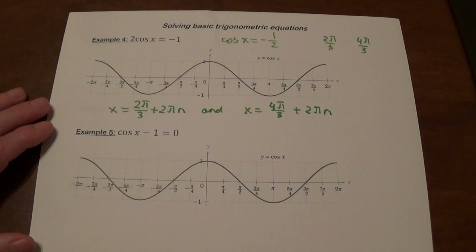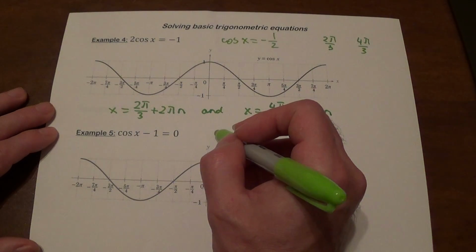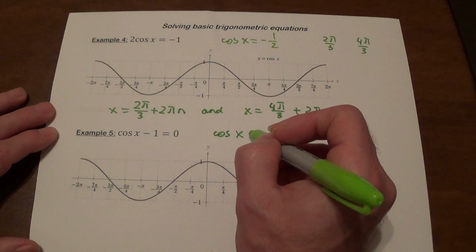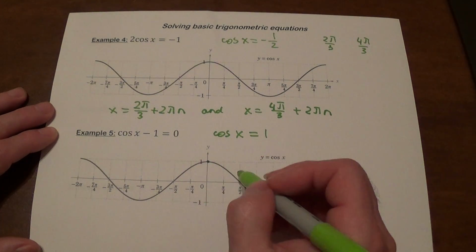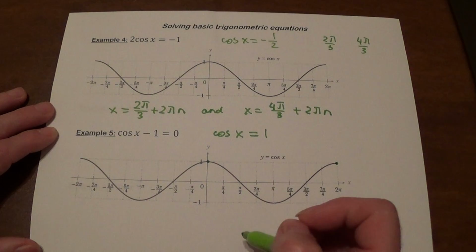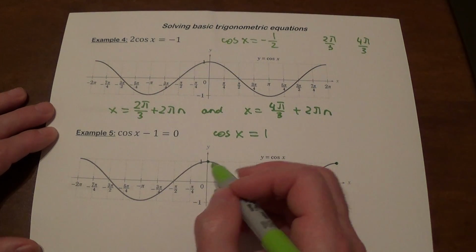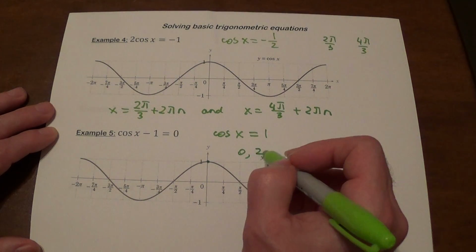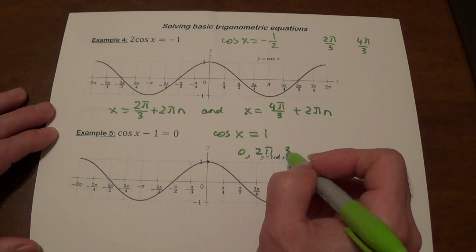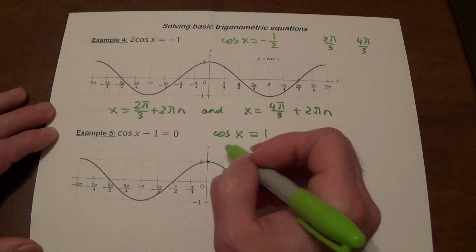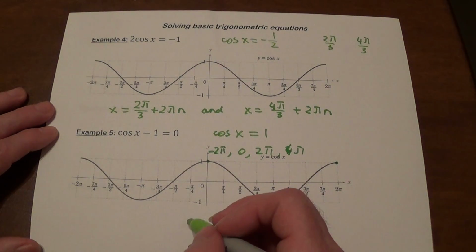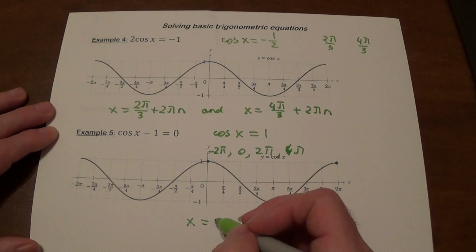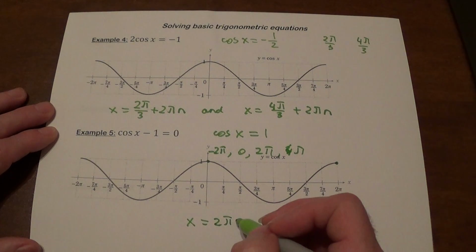Cosine x minus 1 equals 0. First, let's rewrite that. Cosine x equals 1. Where does that happen? It happens at this point, and then at each point over here. So it's going to happen at 0, at 2 pi, at 4 pi, at -2 pi. So these can all be described as 2 pi n.